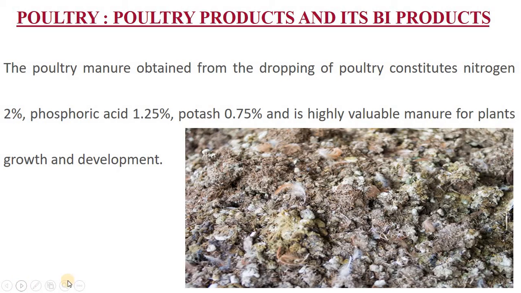So macronutrients and micronutrients both are there in the excreta of the birds. Basically uric acid is there, and in addition to uric acid, phosphoric acid, potash and nitrogen are there in the droppings of the birds, and rich for the plants. So it contains the macronutrients as well as the micronutrients, and is a natural manure next to the cow dung.